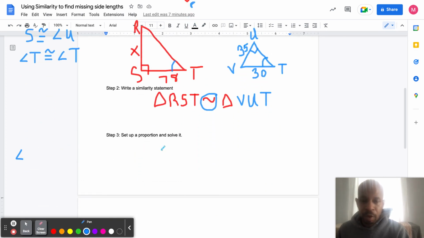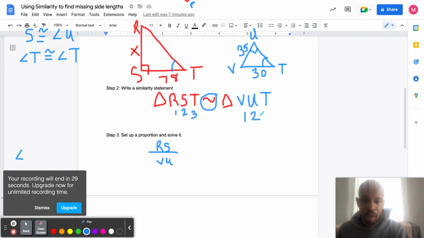So since we're looking for RS, we can do RS over VU. Why? Because those are the corresponding lines, right? And then you can do, VU, I'm sorry, not VU, ST over UT. And now at this point, you just want to substitute the values and basically solve for X. All right. I have faith in you guys.